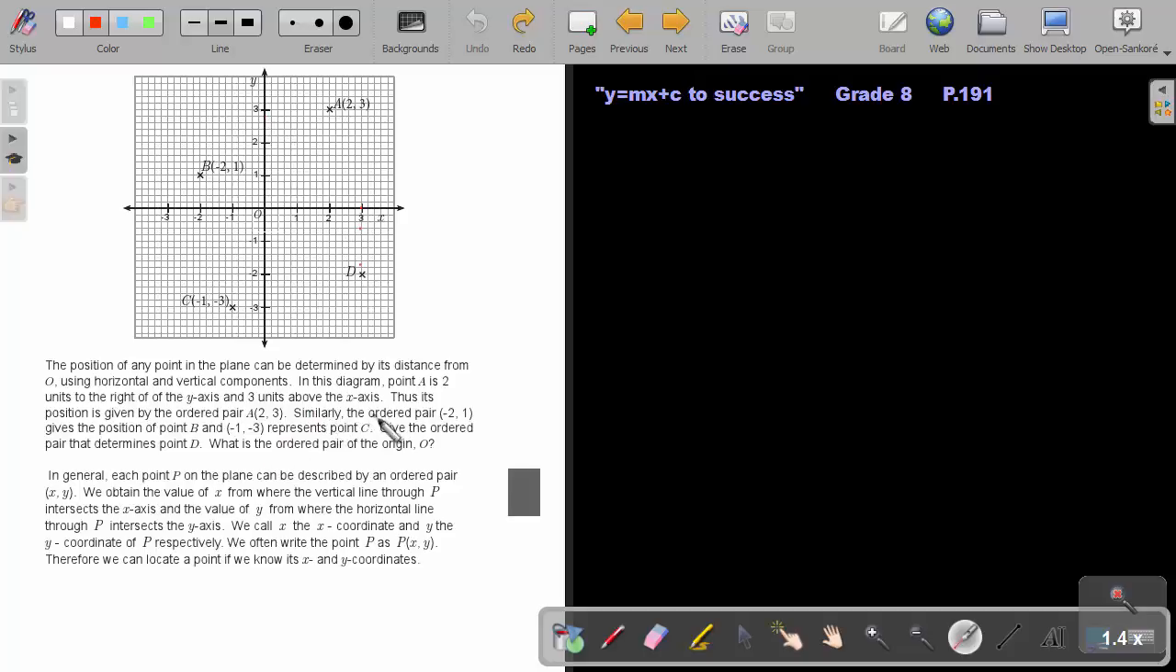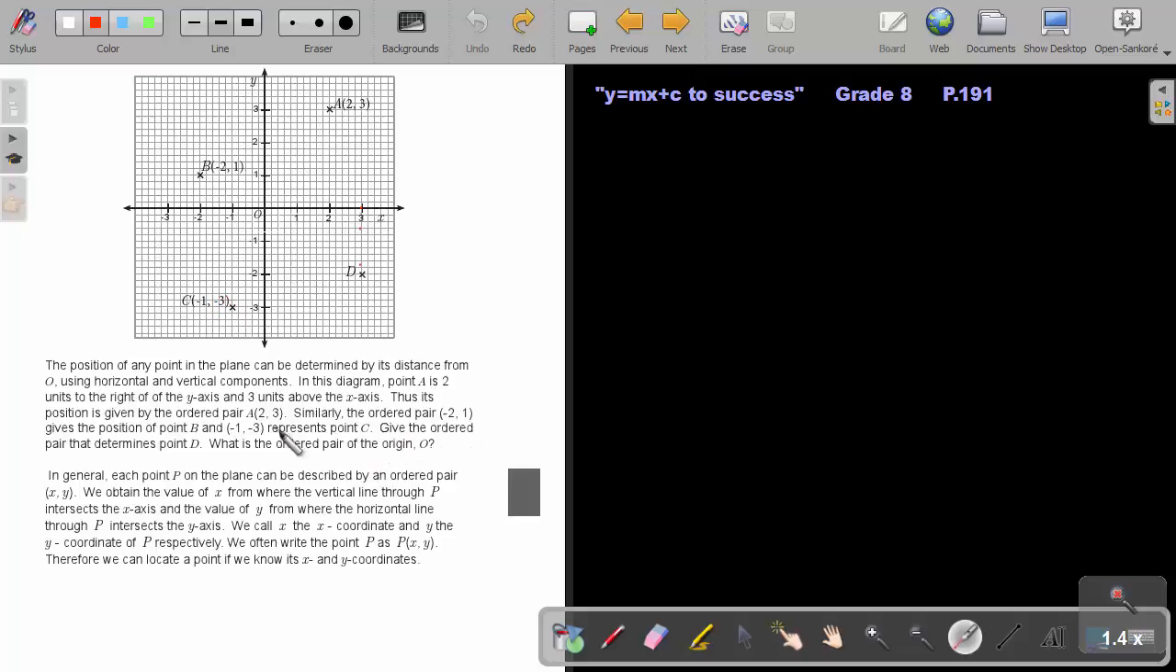Okay, similarly, the ordered pair (-2, 1) gives the position of B. So look, go to the x-axis, it's -2. Draw a line to the y-axis, it's 1. So that's the ordered pair of B. And in between the two numbers, you put a comma. Okay, and (-1, -3) represents point C. So look at point C, to the x-axis, -1, comma, to the y-axis, -3.